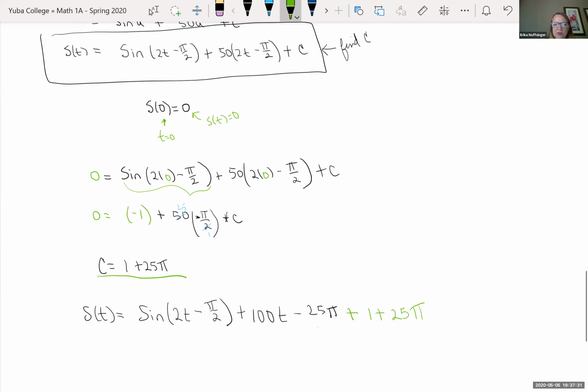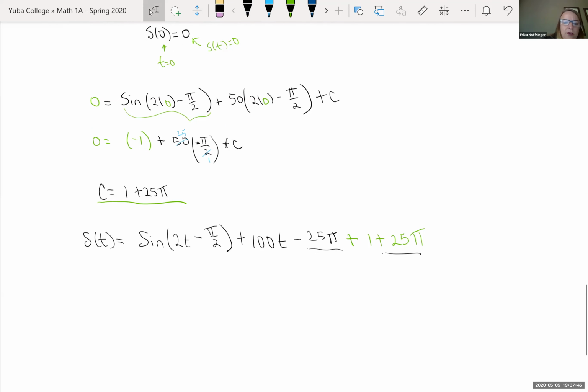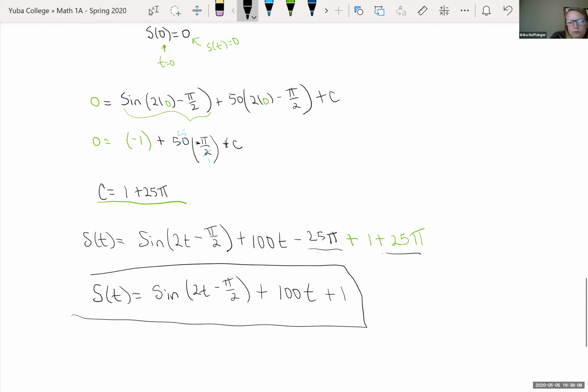So I actually noticed with me distributing that 50 in here, that things were going to cancel a little bit. Like notice my 25 pi here and my negative 25 pi plus a 25 pi, those go away. And so s of t then is equal to that sine of 2t minus pi halves plus 100t plus 1. Okay, so there's our initial value problem.